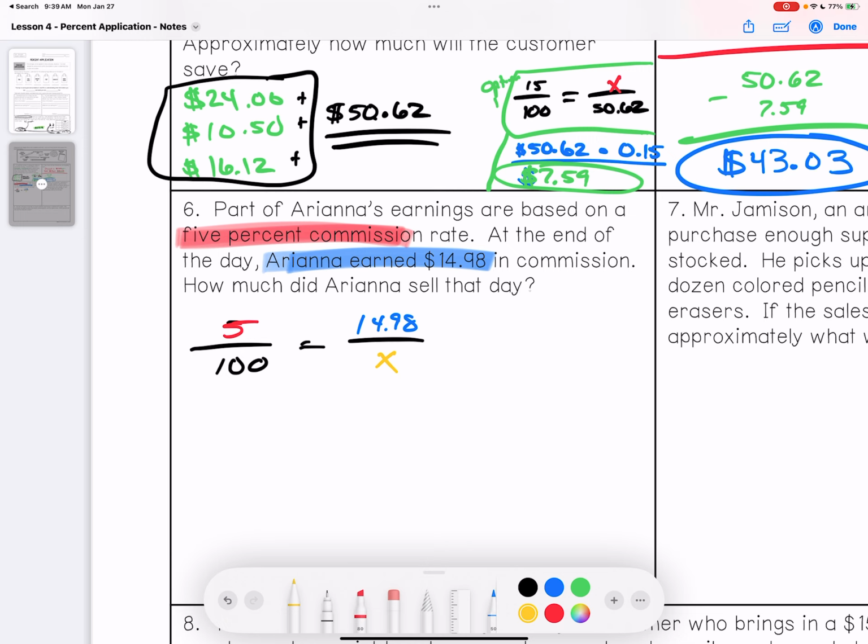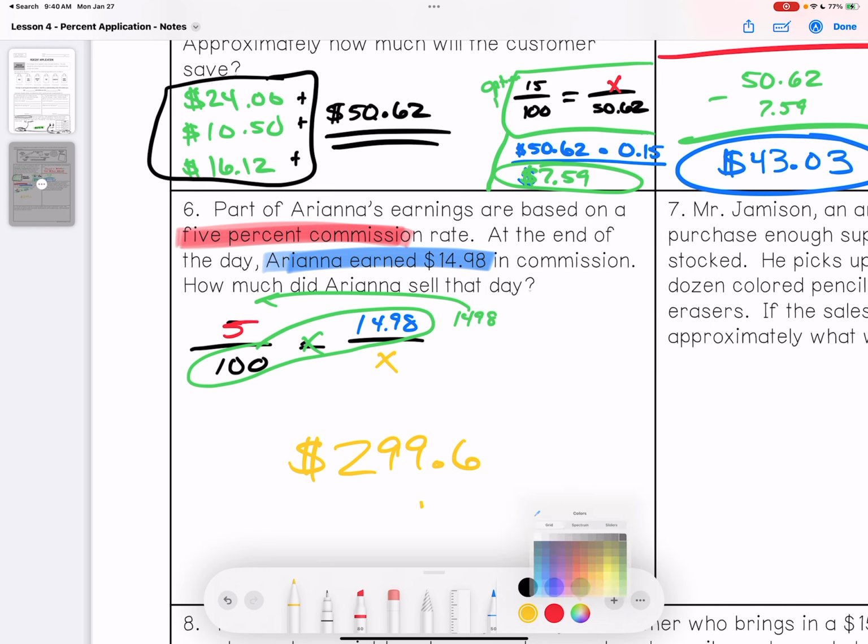All right, so let's go ahead and solve it. 100 times 14.98 is 1,498. And then divide that by 5. And you're going to get $299. Now, we're talking about money, so it goes to the second decimal place, so you need to add that 0, okay?